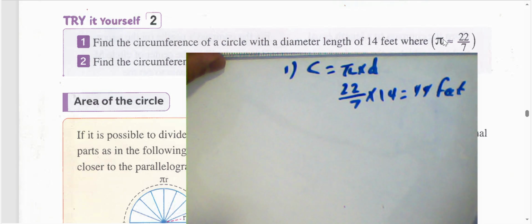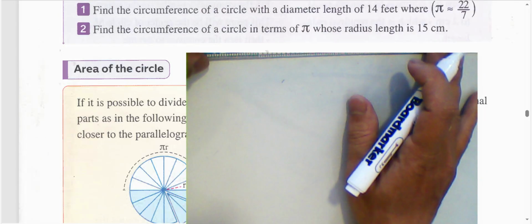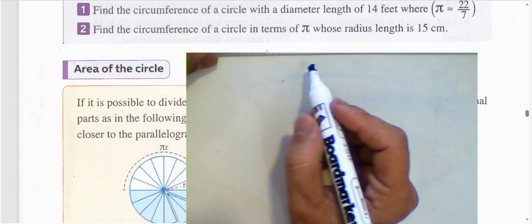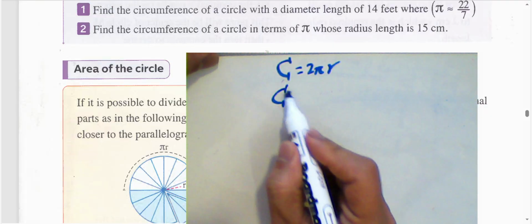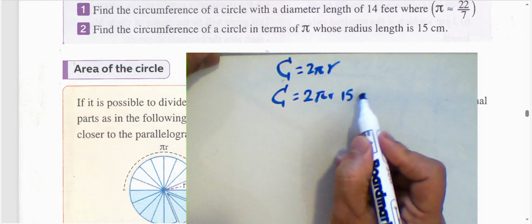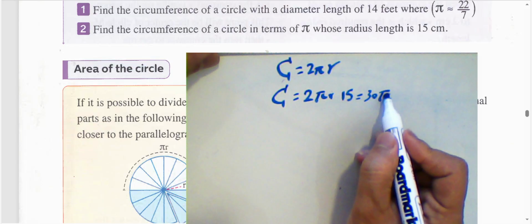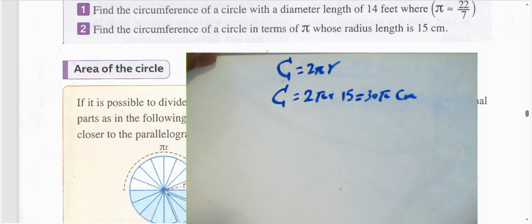It's question number 1. Number 2: find the circumference of a circle in terms of pi whose radius length is 15 centimeters. Okay, the circumference equals 2 times pi times r, 2 pi times the radius, which was 15. Then 2 times 15 is 30. We have 30 pi centimeters.